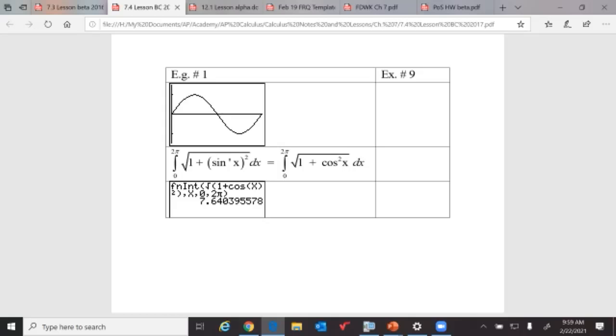So as long as you type what you're doing in here accurately, it's going to be a calculator question. So if you're doing the problem dx, this would be y prime squared. If you're doing the problem dy, that would be x prime squared. So I'll pause the video and send you to problem number 9.